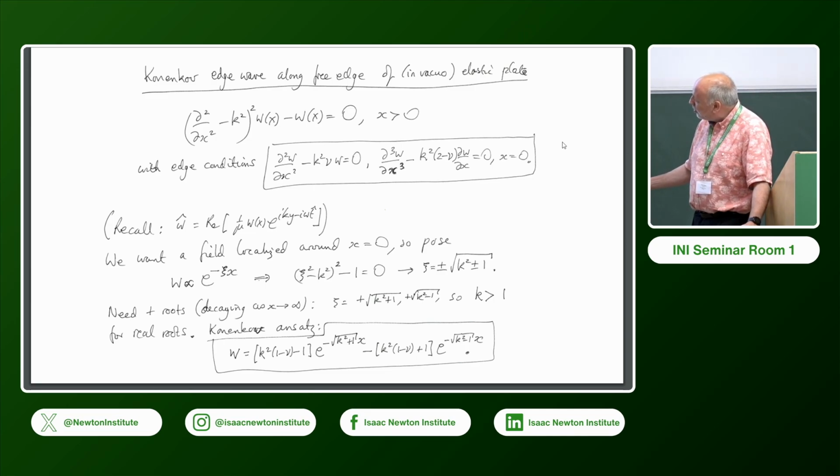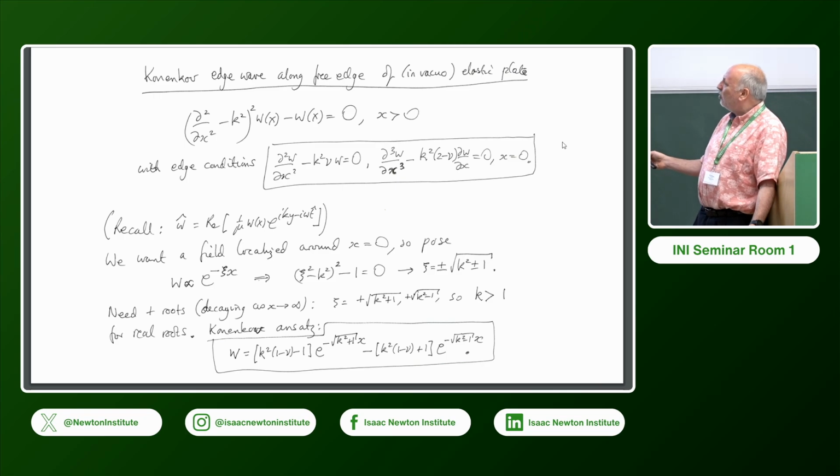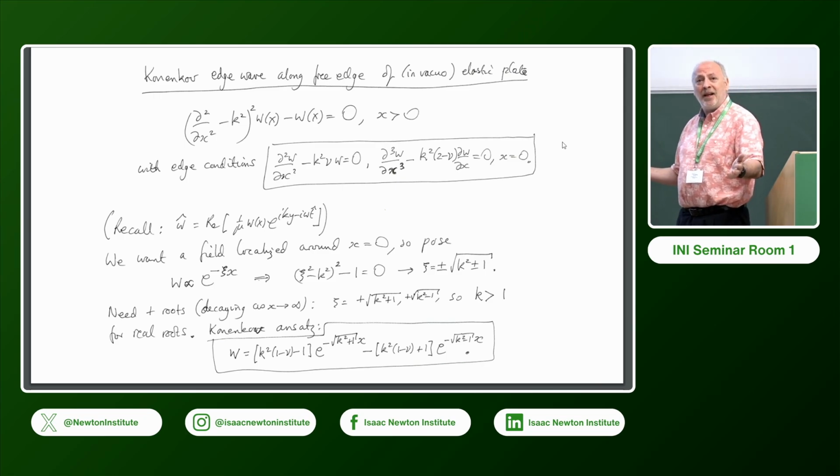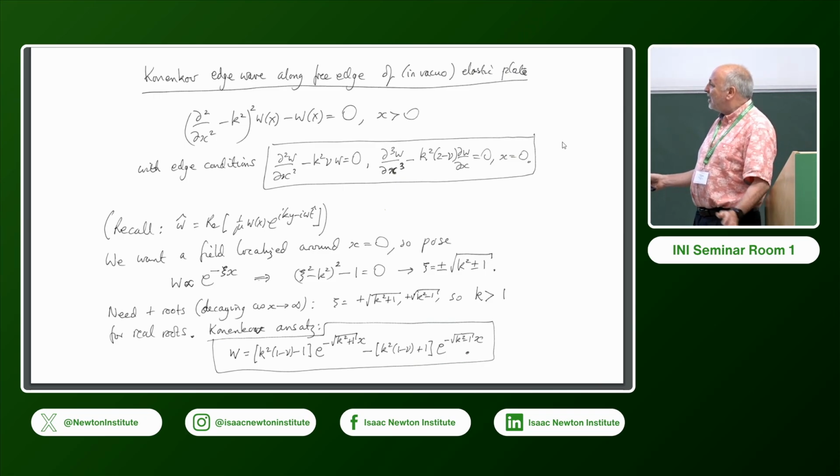And then they have to have appropriate weightings in front of both of these terms in order to satisfy these conditions. And to make things quicker, I've introduced these weightings, these constants, in this way, so that it satisfies the first of these edge conditions. And we'll see that that does that automatically. And then the second one will give me some relationship on k. So it solves for k. So this is the Konenkov ansatz.